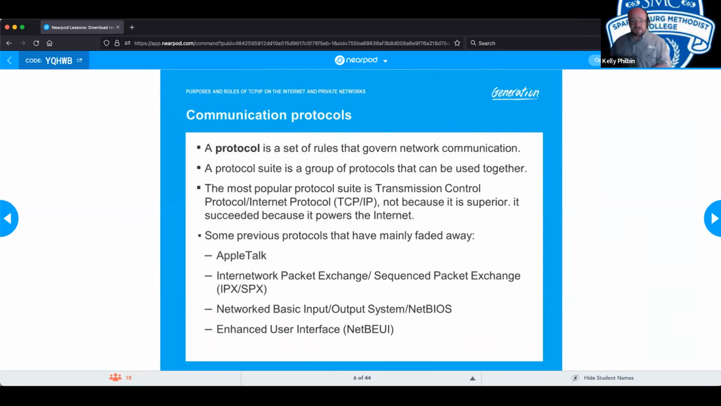So communication protocols, as we just discussed, TCP/IP is the most common, but there are some other players out there that never really gained much traction, but they're still utilized in some minor capacity. You had AppleTalk out there for a while, Internetwork Packet Exchange, Sequenced Packet Exchange. I remember this being a thing over a decade ago. And then you had Network Basic Input Output System, or NetBIOS, and then NetBEUI, which is NetBIOS Enhanced User Interface.